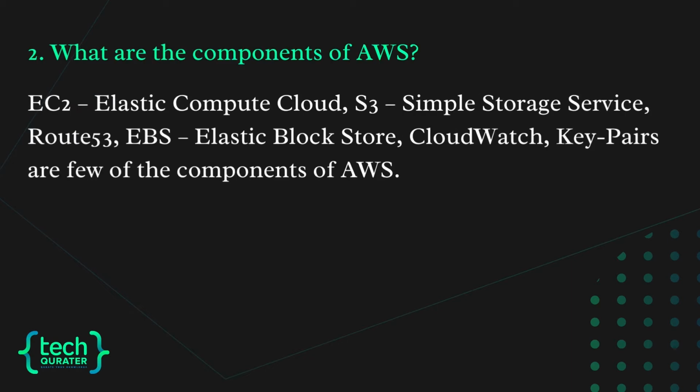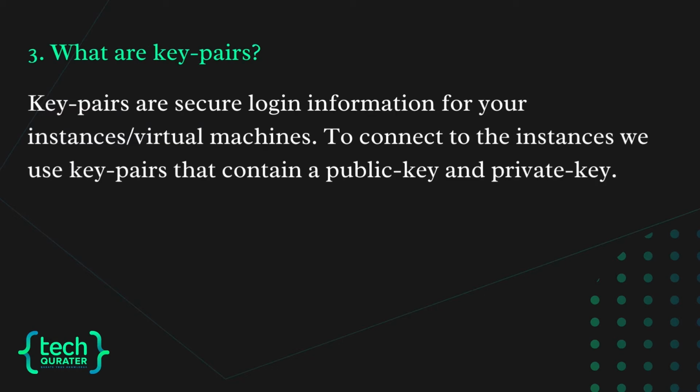What are the components of AWS? EC2 stands for Elastic Compute Cloud, S3 stands for Simple Storage Service, Route 53, EBS stands for Elastic Block Store, CloudWatch, key pairs are few of the components of AWS. What are key pairs? Key pairs are secure login information for your instances or virtual machines. To connect to the instances, we use key pairs that contain a public key and private key.